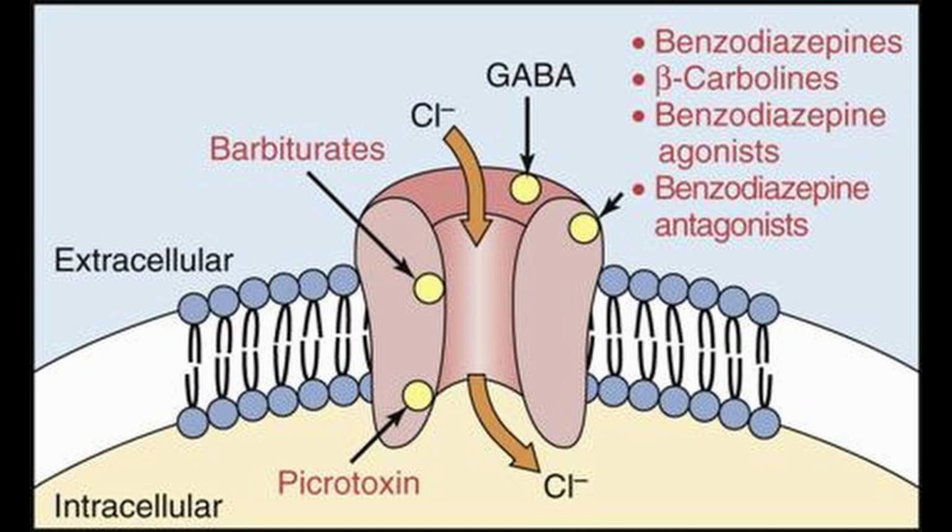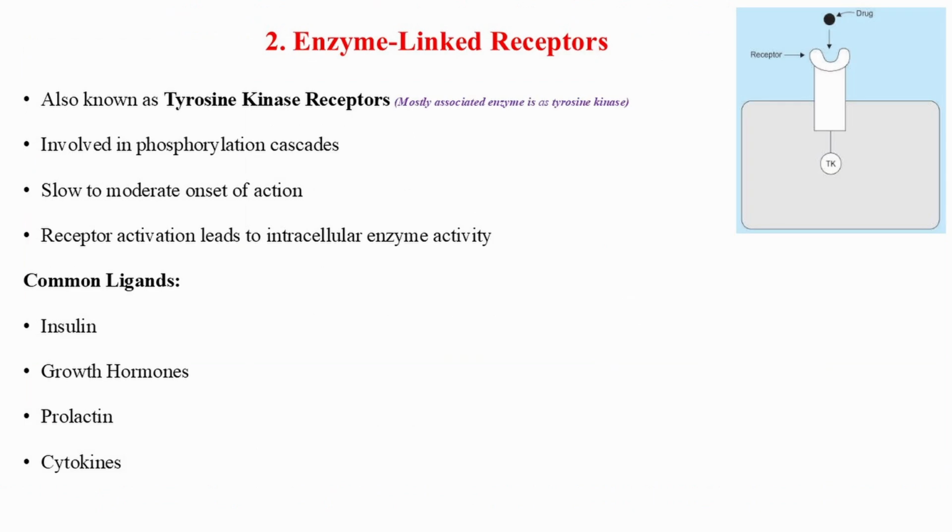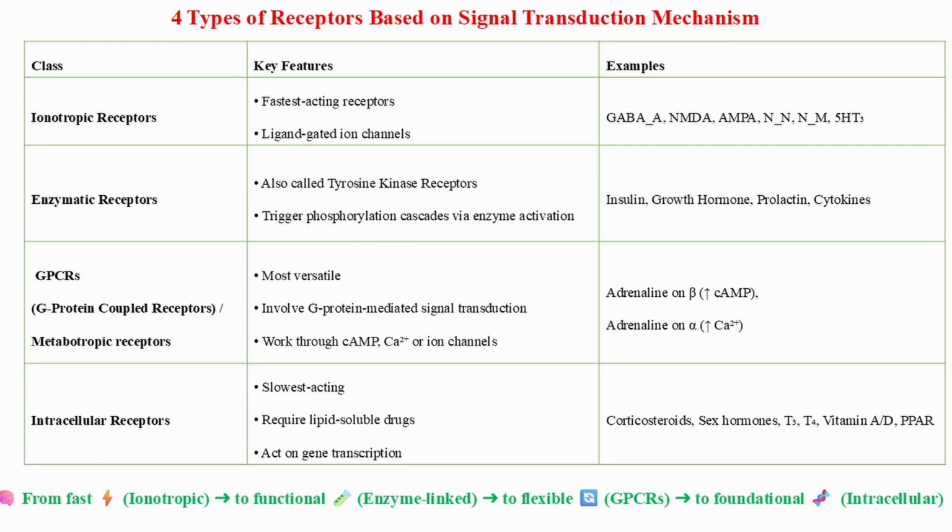And coming to the next one, that is enzyme receptors. These are the master controllers, also known as tyrosine kinase receptors. When a drug binds, it triggers the enzyme cascade inside the cell, like turning on a whole machine factory. They control the growth, metabolism, and healing process. Examples include insulin, growth hormone, prolactin, and cytokines. Think of flipping a big switch that powers an entire control room.